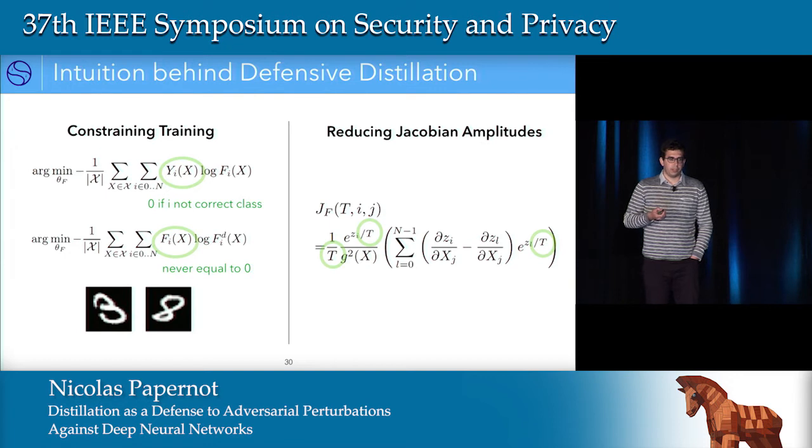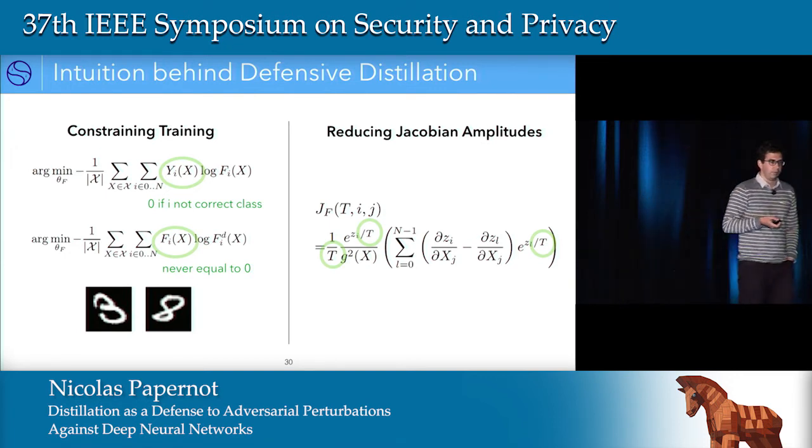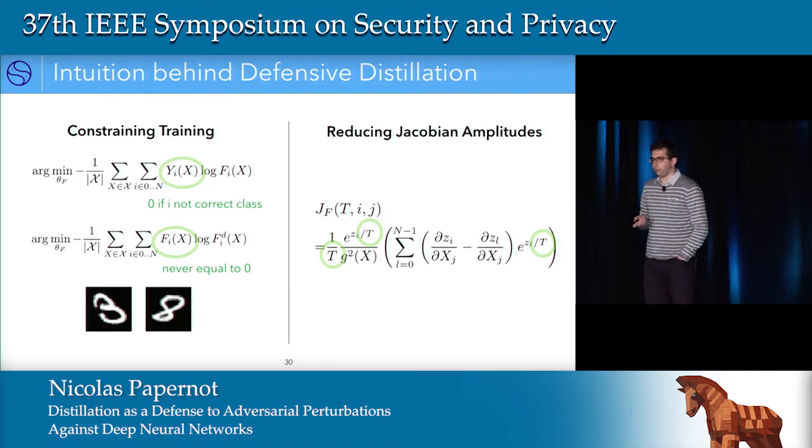And what distillation will do is that it will allow the model to output a class score for 8 here, as long as 3 is larger, as a larger value. And also, it turns out that the Jacobian amplitudes are inversely proportional to the temperature. So as you increase temperature, you reduce the Jacobian amplitudes.